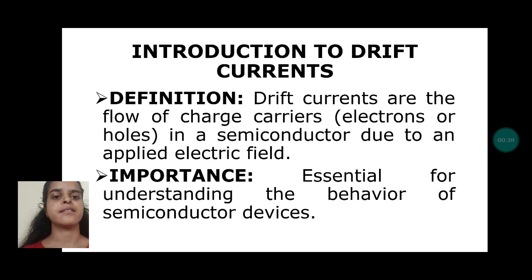Introduction to drift currents. The definition of a drift current: drift currents are the flow of charge carriers, holes and electrons, in a semiconductor due to an applied electric field. And the importance of drift currents: they are essential for understanding the behavior of semiconductor devices.